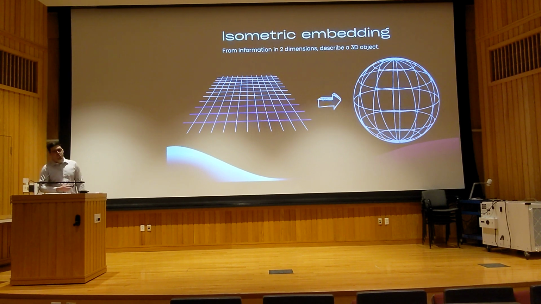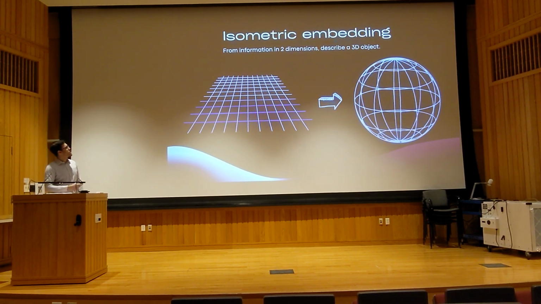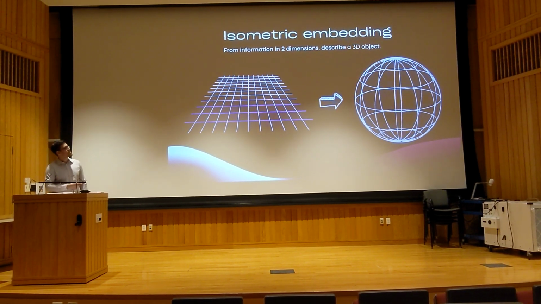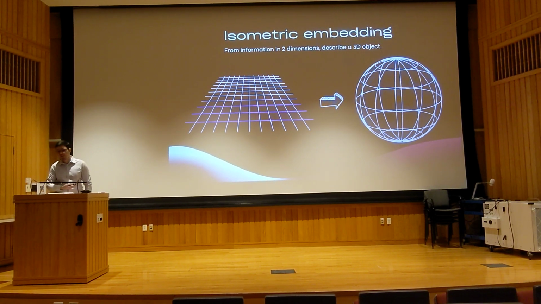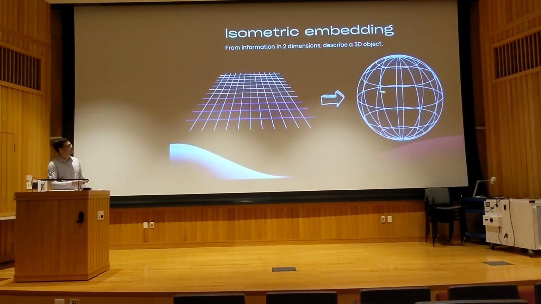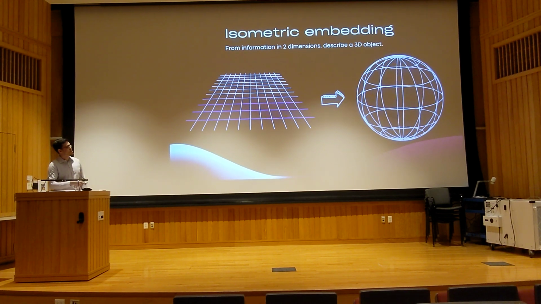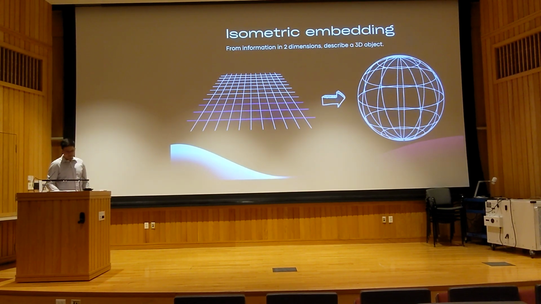So this is what the isometric embedding problem looks like. We are using some information in 2 dimensions, and we are trying to describe an object in 3D. In the example, we are on the surface of Earth, and we try to describe that the Earth is a spheroid.